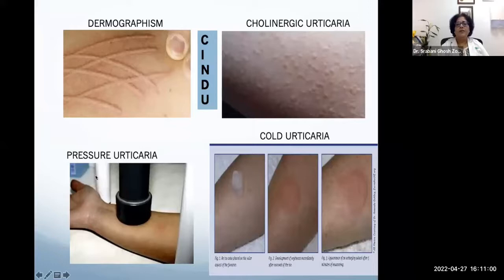Then pressure urticaria, when you apply perpendicular pressure, that can give rise to deep-seated urticarial swelling, which can be painful at times. We call this pressure urticaria. Now, cholinergic urticaria is a tricky situation where usually heat, stress, exertion can increase the body temperature and give rise to very discrete small urticarial lesions, very diagnostic of this cholinergic urticaria.